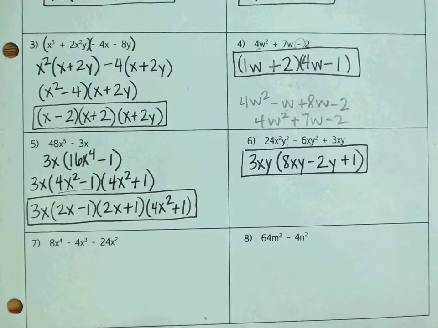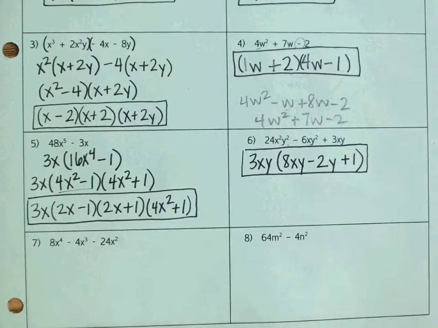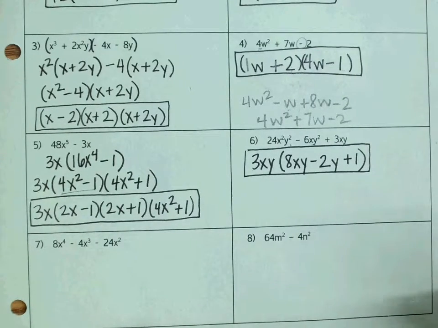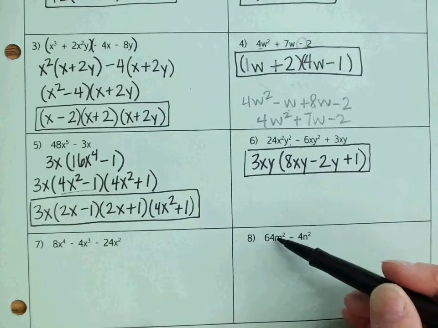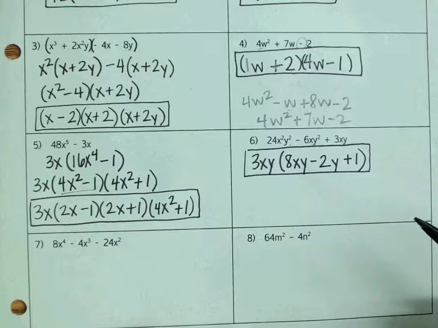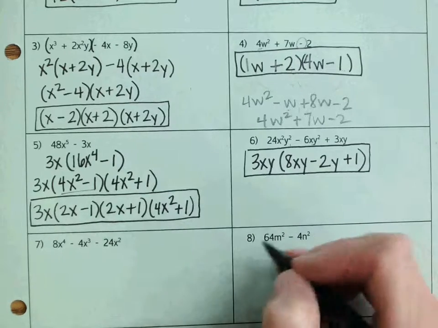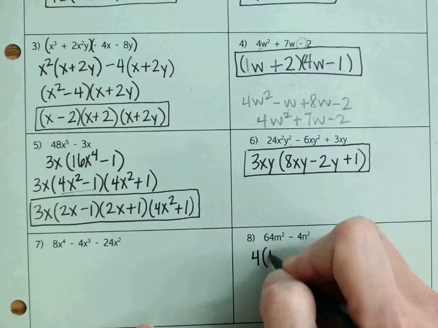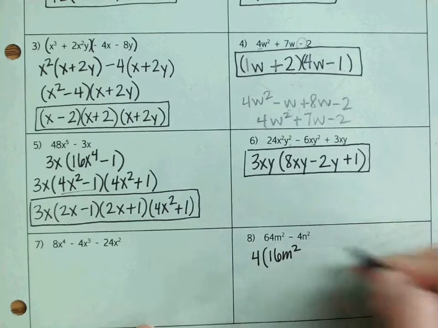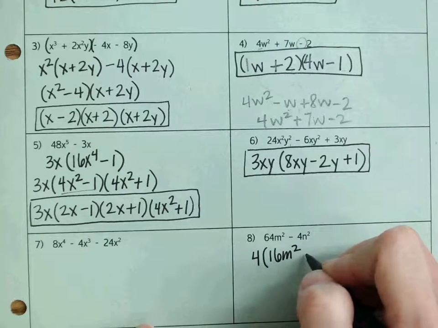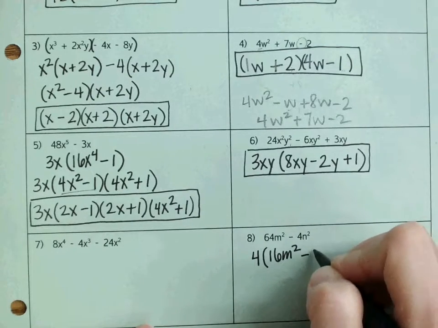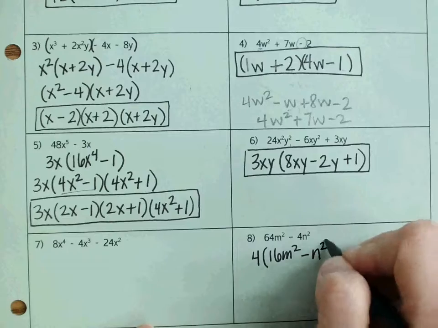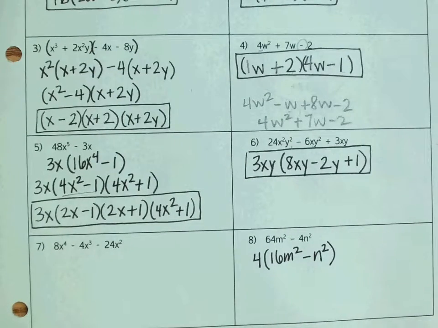And then let's go ahead, we'll try number 8 right now in the video. We'll save number 7 for class. So number 8, let's go ahead and see if there's a GCF. So even though I can find the square root of both, we're going to always still find that GCF. And the GCF of both is 4. So 64 divided by 4 is 16. I keep my m squared. Negative 4 divided by 4 is negative 1. But it's going to be negative 1n squared. We just don't write the 1.